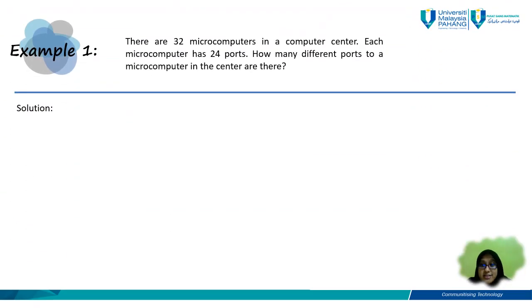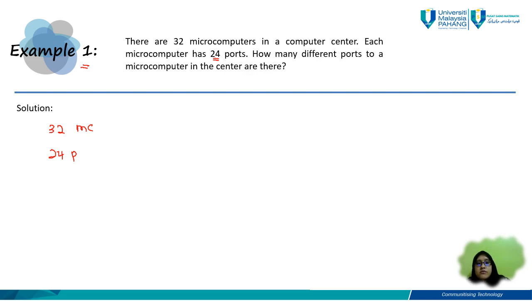So for better understanding, let's try several examples. For example 1, there are 32 microcomputers in a computer center. Each microcomputer has 24 ports. How many different ports to a microcomputer in the center are there? Firstly, let's list all the information that we have. The first one, we have 32 microcomputers. And also, in each microcomputer, we have 24 ports.